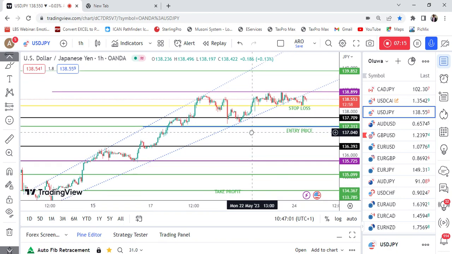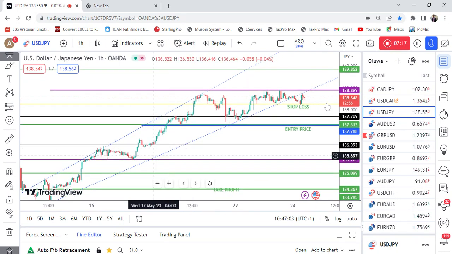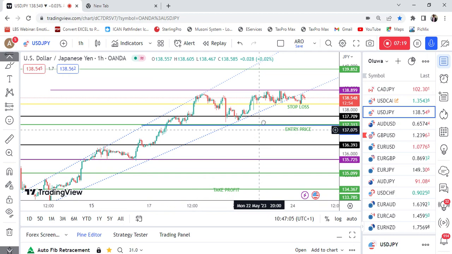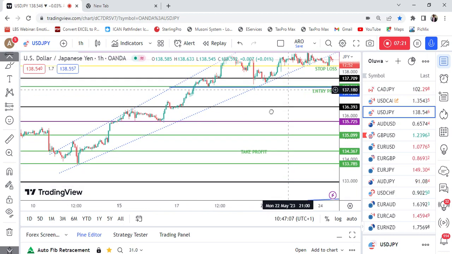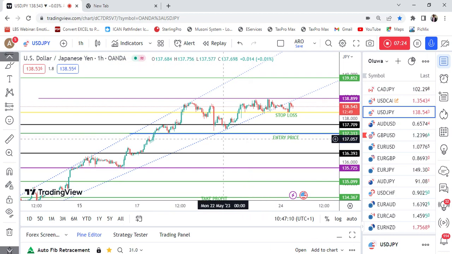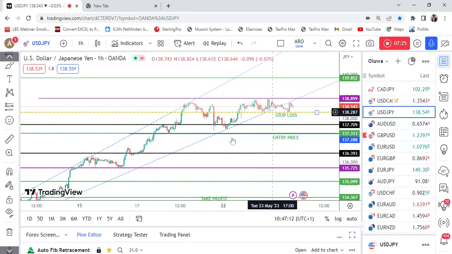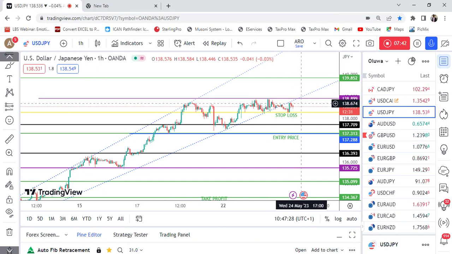Take for instance now, this our 1 hour trend line now, you can see that the market has already broken this trend line here. We break it here, then we reverse back to the trend line. So this is an area for a possible sell. This area now is the area for a possible sell for us.